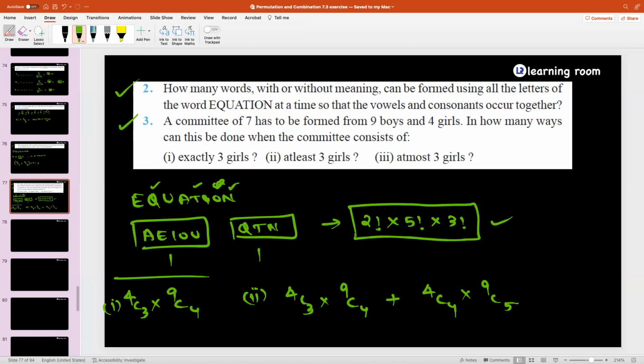Sir, is it not 3 boys? 9C3. Oh, it is 7, no. Correct, yeah, you're right, it is 9C3. See, whenever you add the bottoms, that should come to the number they're asking. Clear? Yes, sir.